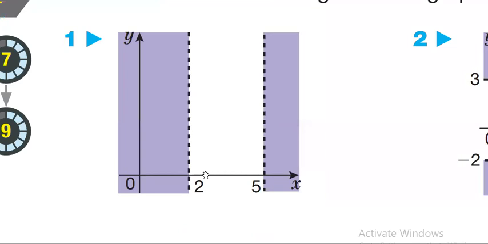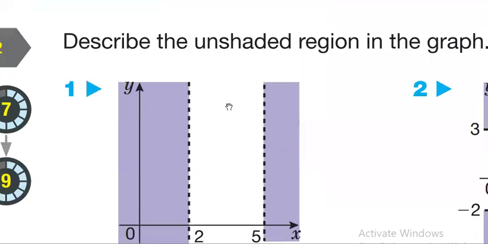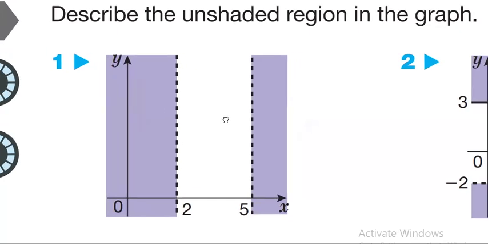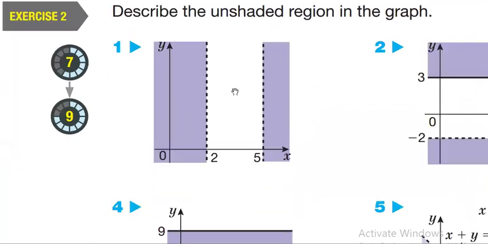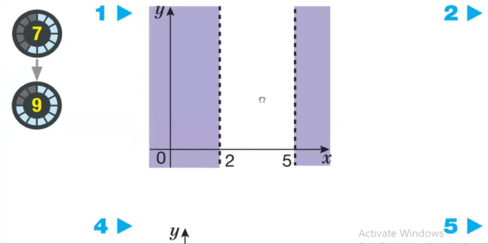You can see two lines, and the unshaded region is between them. Now, how do you describe these? Let me put it here and explain it in a simple way. First, you have to look at the lines. What are they crossing? They are crossing the x-axis. You can see that. So you have to write x in the middle like this. They are crossing the x-axis, you have to write x.